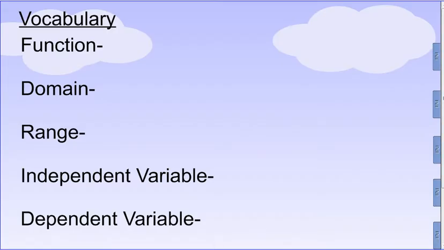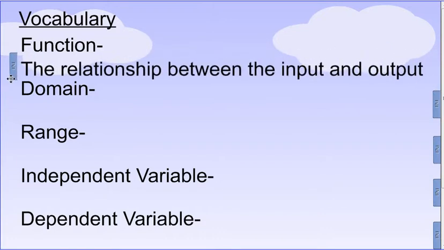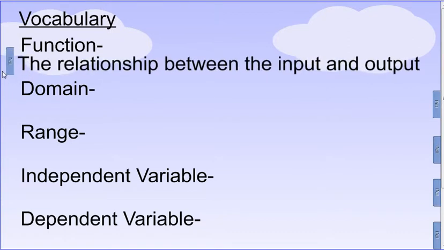We do have a bunch of vocab words here: function, domain, range, independent variable, dependent variable, and unfortunately we do need to go through them all. So, a function. A function is the relationship between the input and the output. That probably means nothing to you right now, makes no sense at all. It'll make more sense here in just a second. So for now, copy it down. We're going to go through them in more detail right after we go through the vocab.